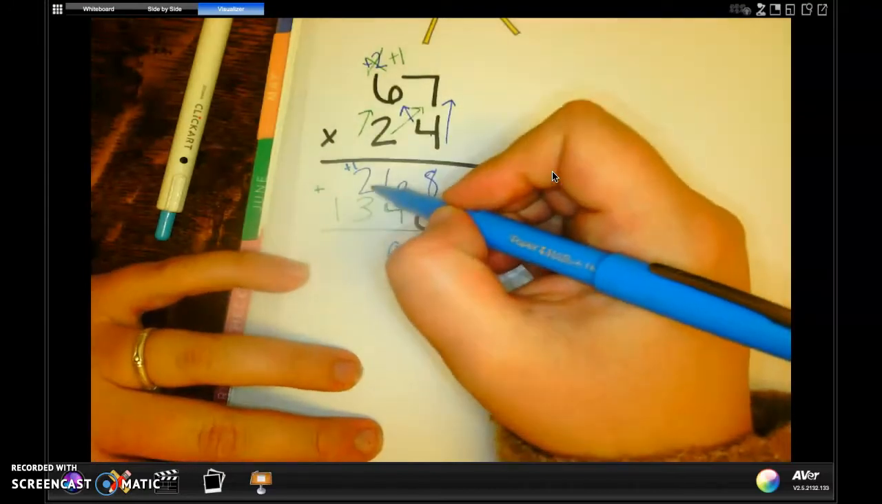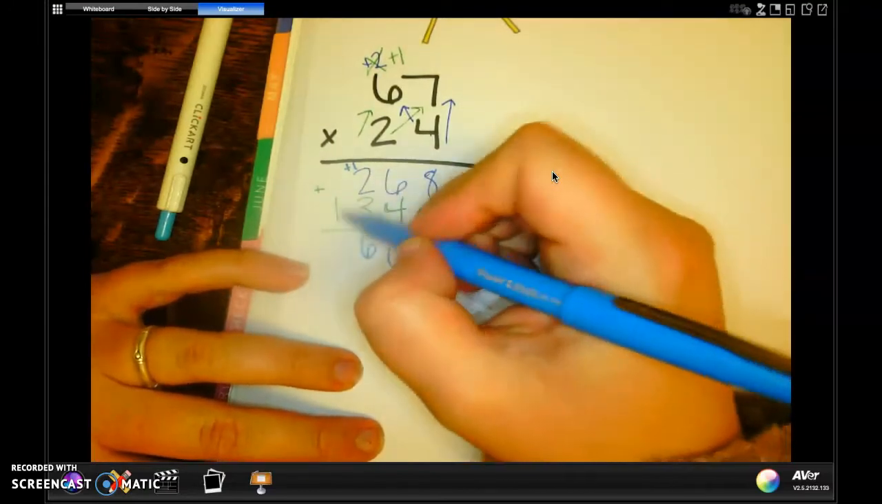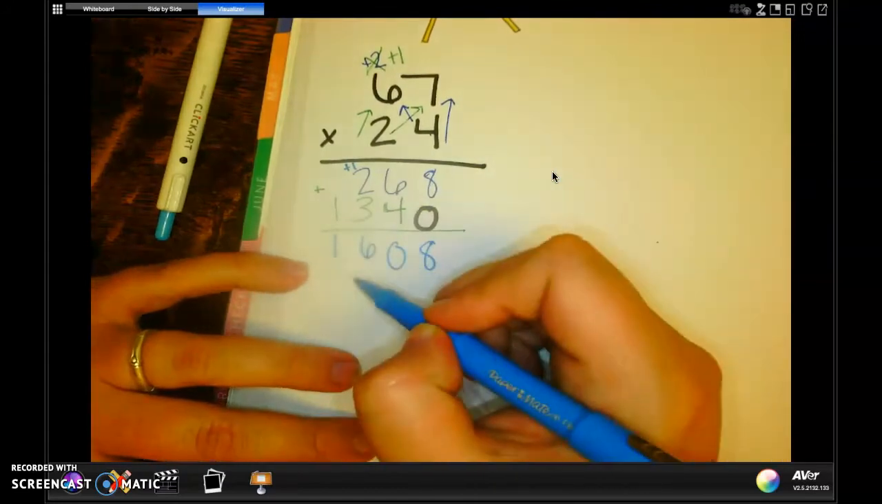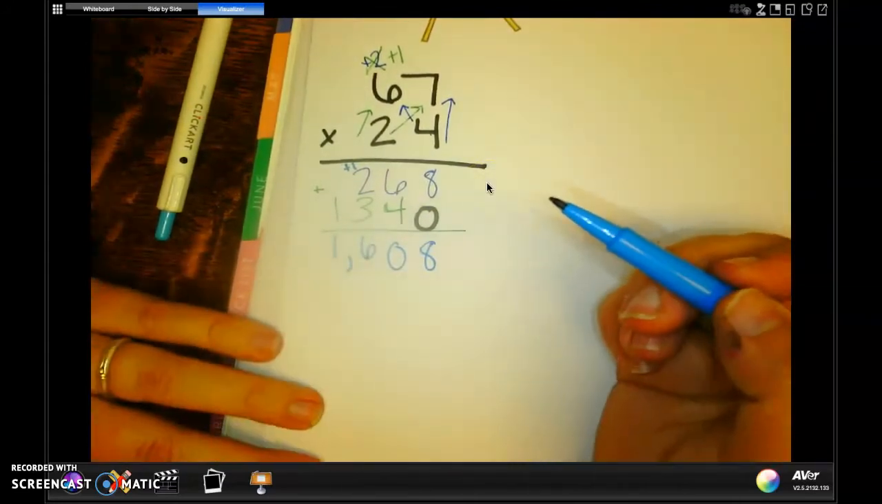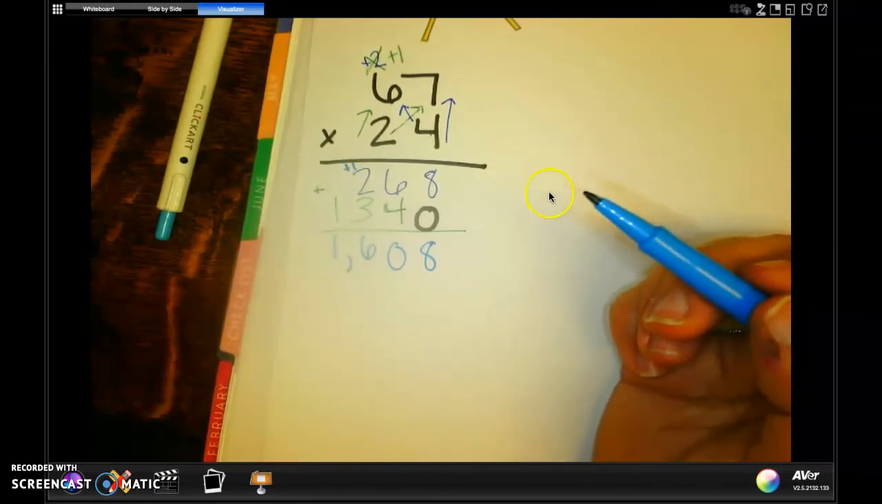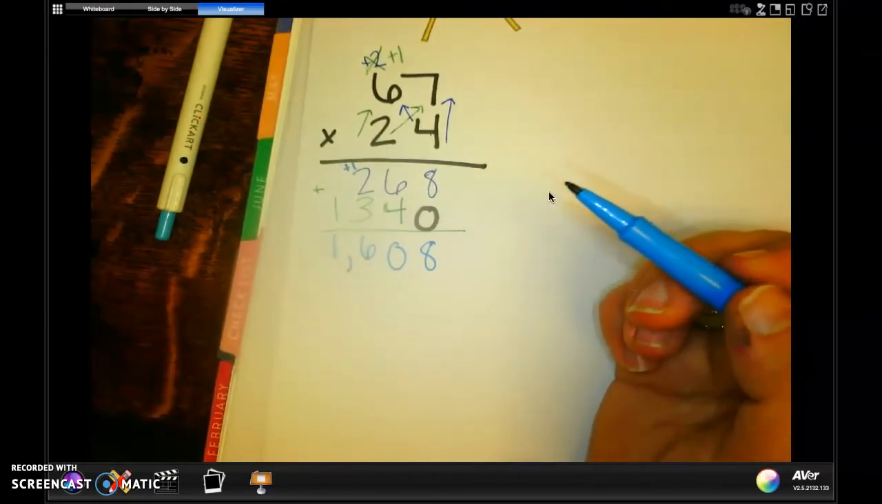Then I have 3 plus 2, which is 5. 5 plus 1, which is 6. 1 plus nothing is 1. My thousands place goes right here, so that's where my comma goes. So my product for 67 multiplied by 24 is 1,608.